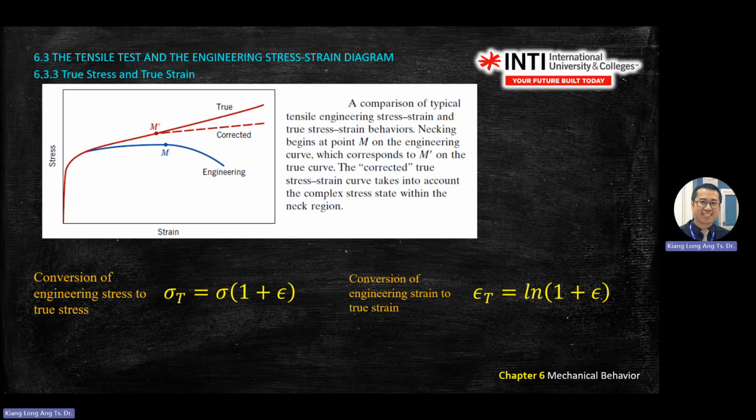So true stress equals engineering stress times bracket 1 plus strain. This is an equation to link true stress and the normal stress or engineering stress and the engineering strain. This one is the conversion of true strain linked with the engineering strain: true strain equals ln bracket 1 plus E. So on the left is to calculate stress, on the right is to calculate strain.